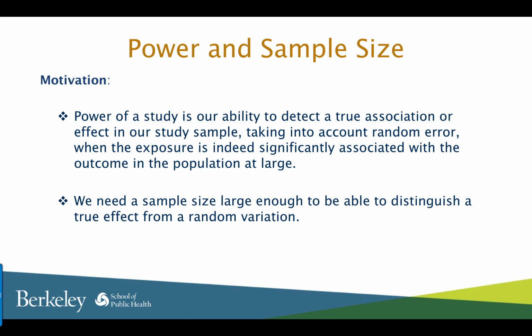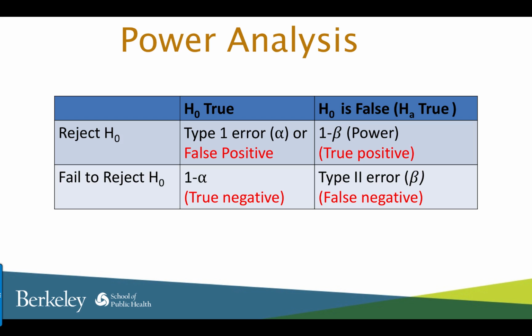However, remember the effect we see could be a result of random chance as well. Therefore, we need a sample size large enough to be able to distinguish a true effect from a random variation. Power analysis enables us to justify the resources we need to utilize in a study when we submit grants for IRB approval. So this is important. This is really a revision for you.